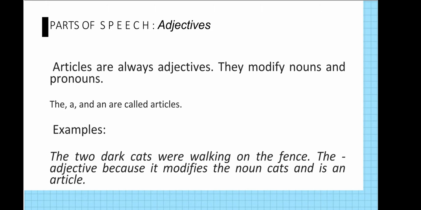Articles are always adjectives. As I've mentioned earlier, articles, determiners, these are the very first adjective that we should use. So they modify nouns and pronouns. The, a, and an are called articles. So, example, the two dark cats were walking on the fence. The here is an adjective that modifies the noun cats. Okay? What are the other articles?